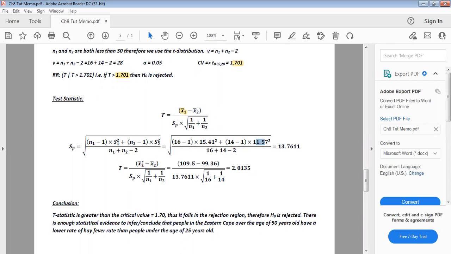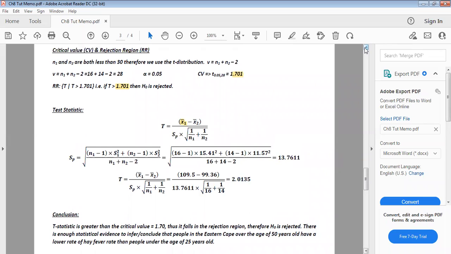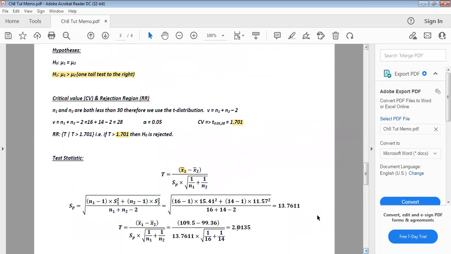Remember your X bar, these are the means for the first one. But don't confuse, the N1 must be N1, N2 must be N2. Now you find your t-test as 2.0.135. So what will be the decision now? Should we reject now or?